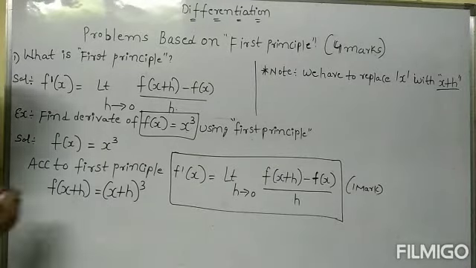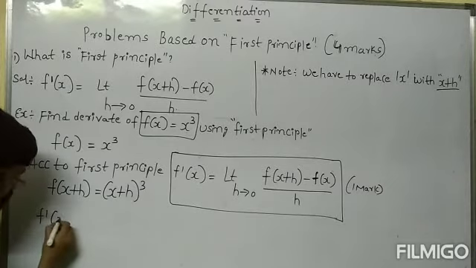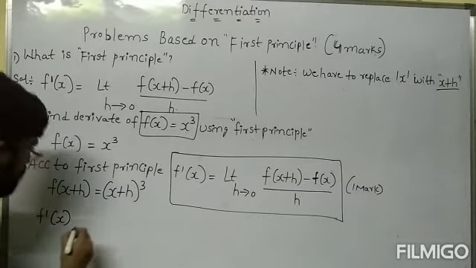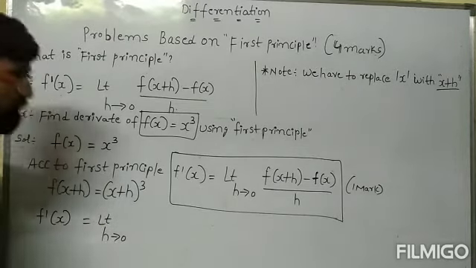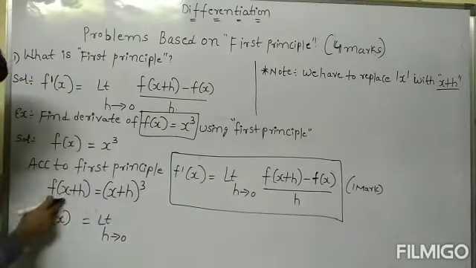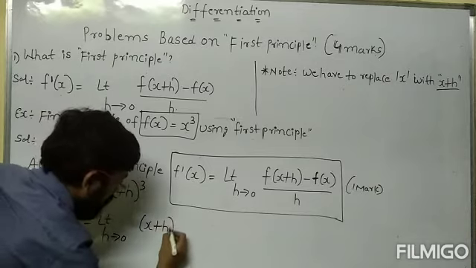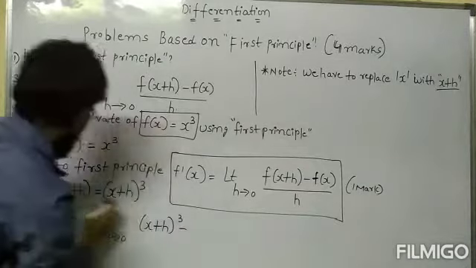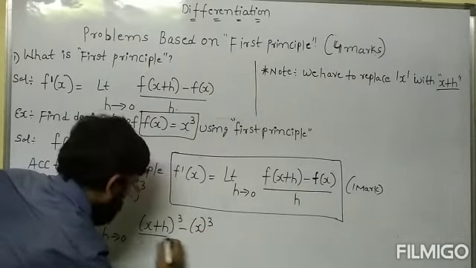Okay now, so now substitute the data here. Let us substitute. F dash of x is equals to, what is the limit? h tends to 0. So f of x plus h is x plus h whole cube minus f of x, nothing but x cube, by h.